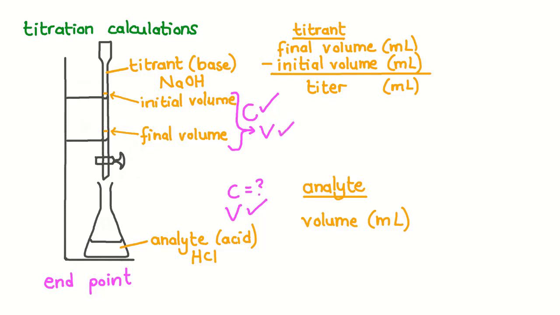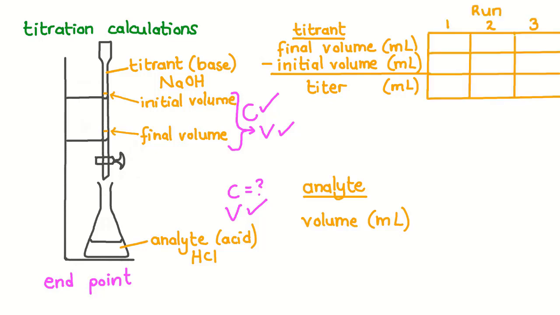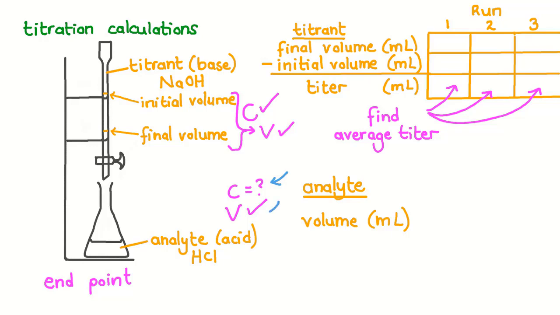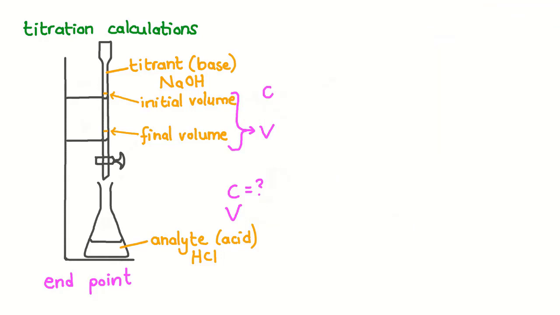Often, when we do a titration, we repeat this whole process several times. If 3 runs are performed, 3 titer values will be obtained. We then find the average titer of the 3 and use this value in our calculations. So, to find the concentration of the analyte, the 3 pieces of information that we need are the volume of the analyte, the concentration of the titrant, and an average titer value. Let's put some numbers in.